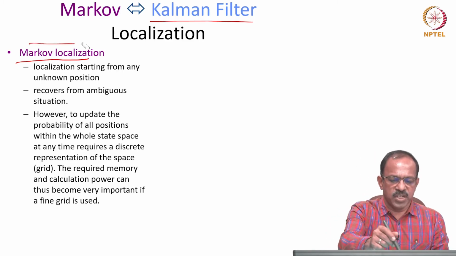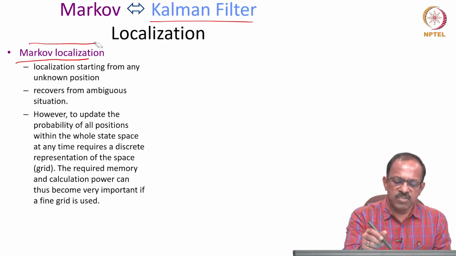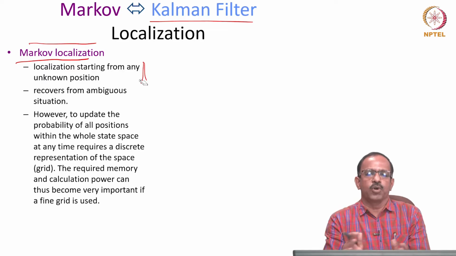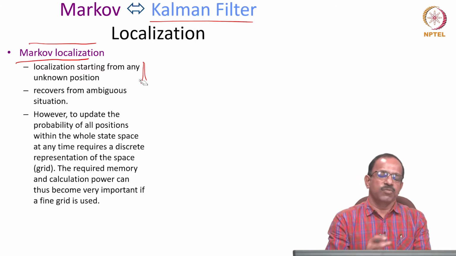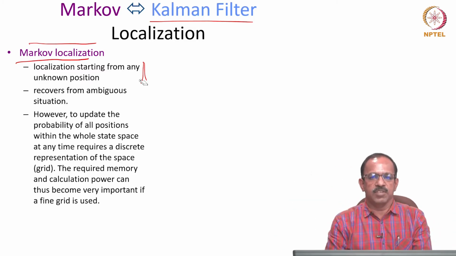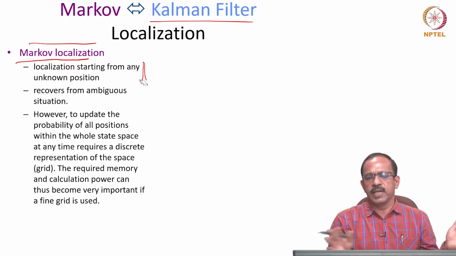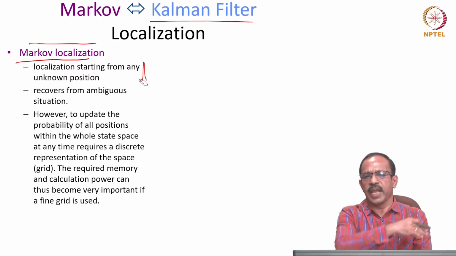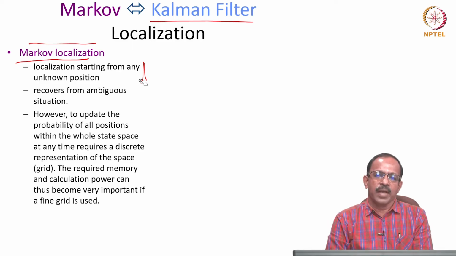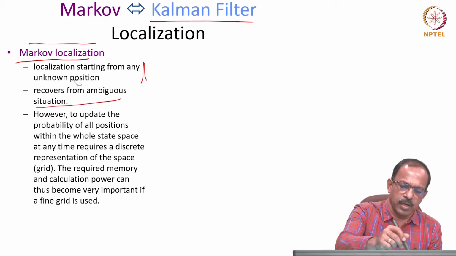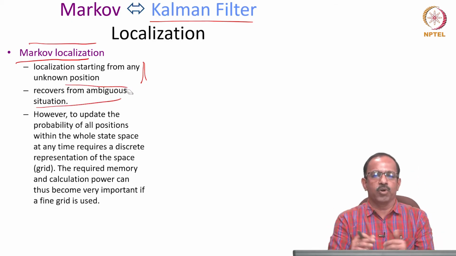So, in Markov localization, you can see here the localization starts from an unknown position. It can actually start from any position. The robot need not know where it is currently. It can be anywhere in the arena. Okay, you have a room or some other place where the robot is working, and you want the robot to localize itself. You need not know its initial position. So, completely unknown. The robot will believe that it could be anywhere in this arena, and it can start localizing based on that information. And then it recovers from any ambiguous position, since the robot need not know its current position.